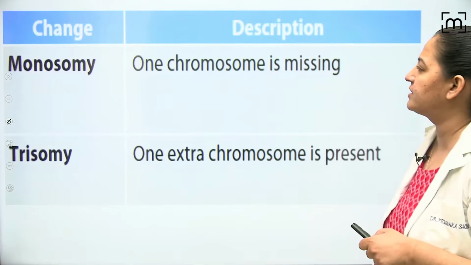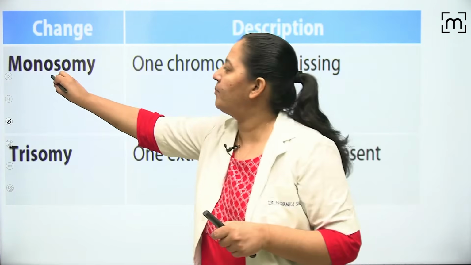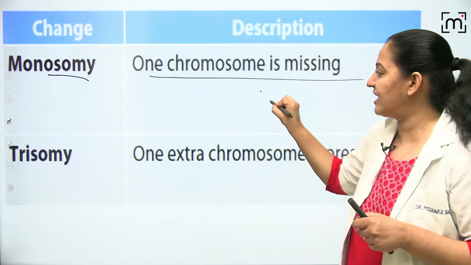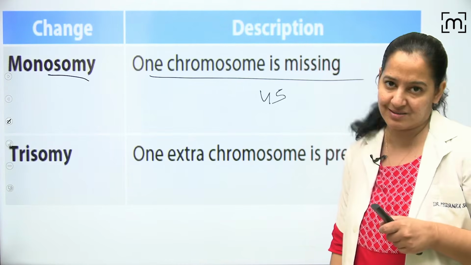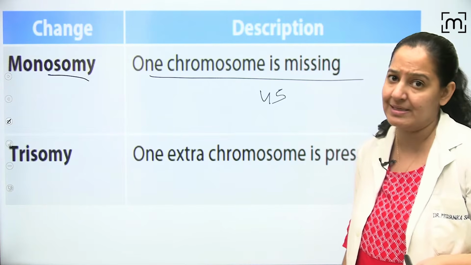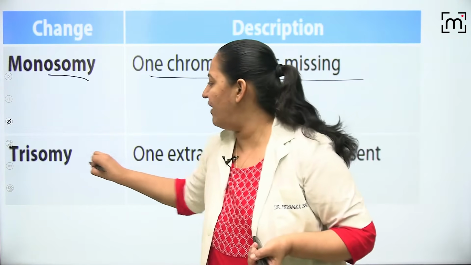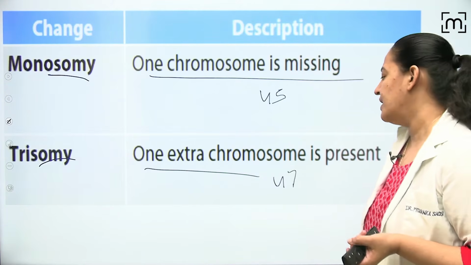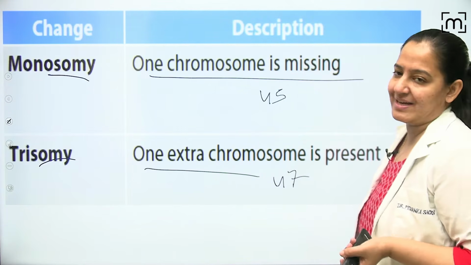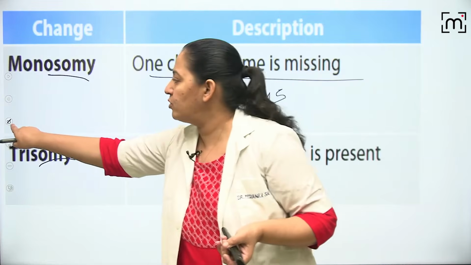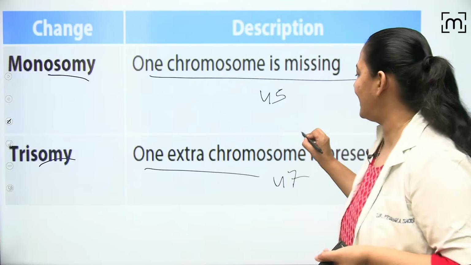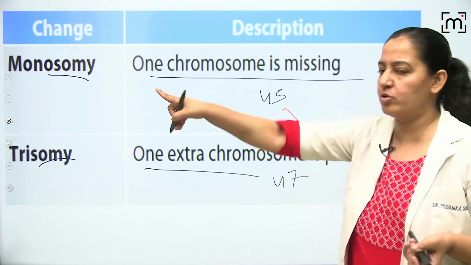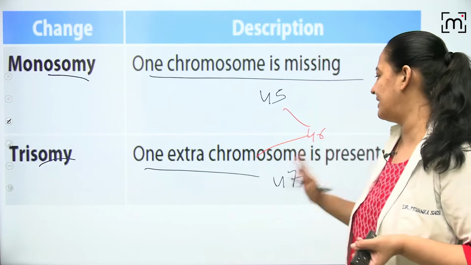Give me a thumbs up if you got it. So basically, monosomy is one chromosome missing. So the patient has 45 chromosomes instead of 46. One of them is missing, any one can be missing. And trisomy is one extra chromosome. So the patient will have 47 chromosomes instead of 46. Any one can be extra. So normal chromosomes are 46, but instead of 46, if one is missing, that is monosomy. If one is extra, that is trisomy.